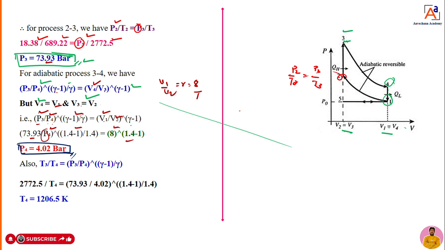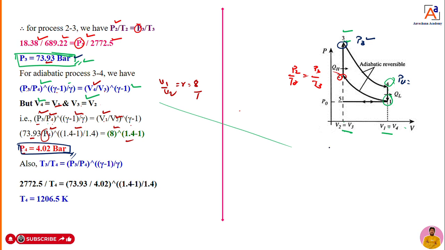The pressure is decreasing. You can see here, when it comes to P3, the P3 value is 73.94 bar. It is the maximum pressure. But when it comes to P4, the pressure is decreasing, and the temperature is also going to decrease, but the volume is increasing. We can see the values also.